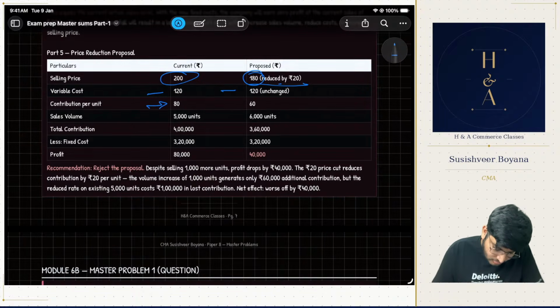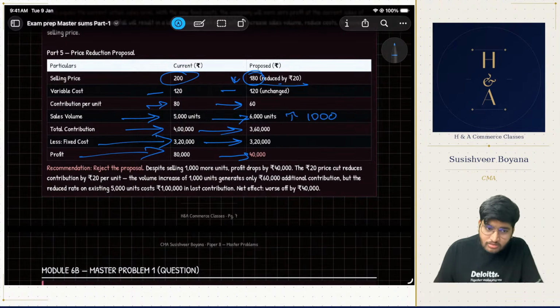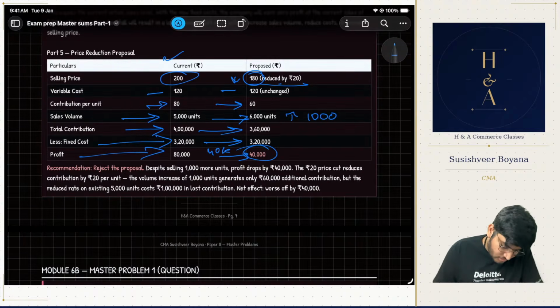Contribution per unit. Okay. Sales volume has gone from 5,000 to 6,000. So total contribution, less fixed cost, gives profit. When you reduce the price by 20 but increase the units by only 1,000, it's not going to make any sense, because it is reducing our profit by 40,000. So the current plan should be gone with.